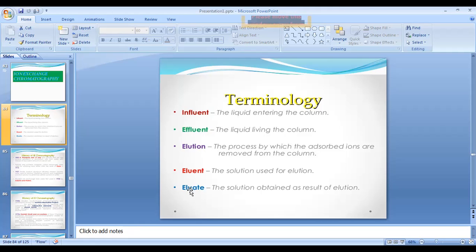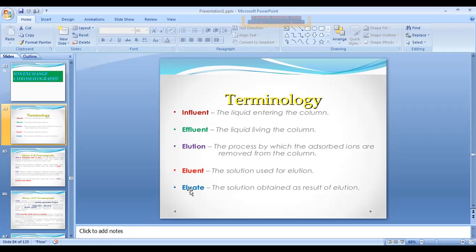So when we introduce the mixture onto the surface of the stationary phase, what happens? The components or some ions may show different affinities towards the stationary phase. The components or ions which have more affinity towards the stationary phase will be adsorbed or held firmly by the stationary phase, and the remaining will move or travel some distance.